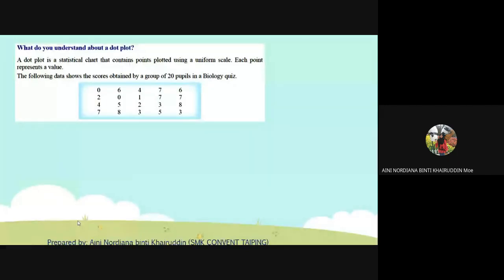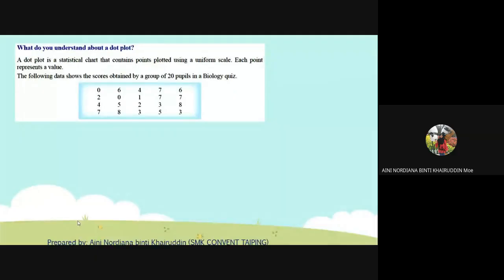The following data shows the score obtained by 20 pupils in a biology quiz. Contohlah, ini adalah group 20 pupils in a biology quiz. Kalau tengok markah mereka ni ada yang dapat 0. Maksudnya mungkin ada yang langsung tak boleh menjawab quiz. Biasanya quiz ni markah di dalam 10. Kan? So daripada data ni agak susah juga kita nak interpret. So kita buat dot plot.